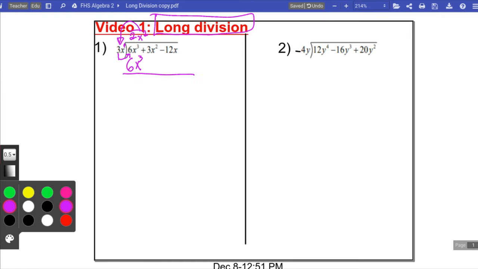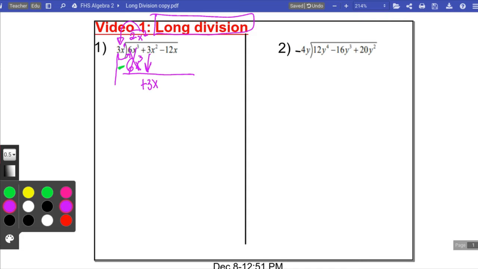All right, cool. So every time you do this, you get an answer underneath here. You always want to write the opposite of it. After you write it, you put the opposite sign. All right, so we're going to do this several times. You're going to get better at it. So 6x cubed minus 6x cubed out of there. Drop this down. You have a positive 3x squared.